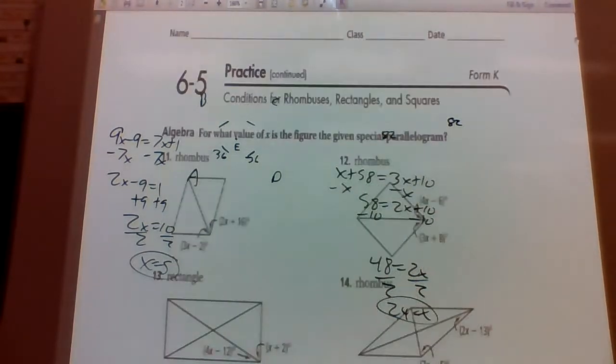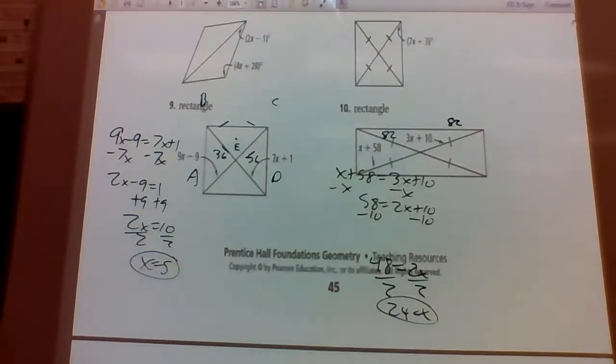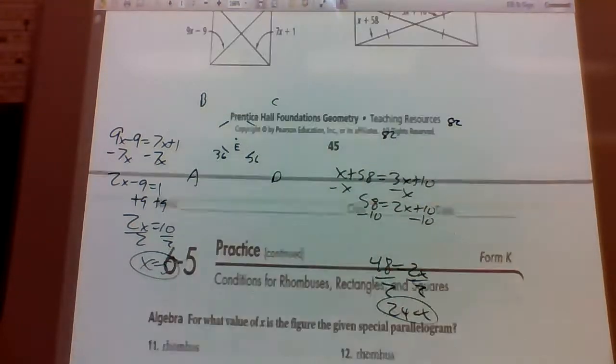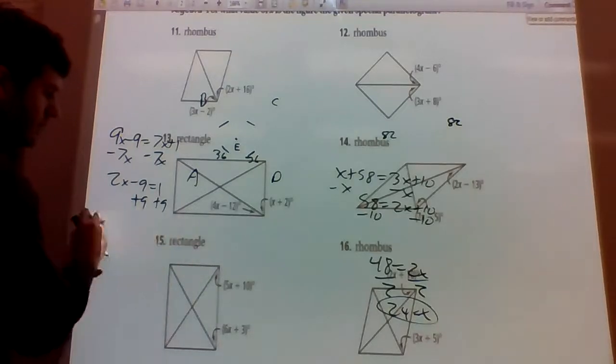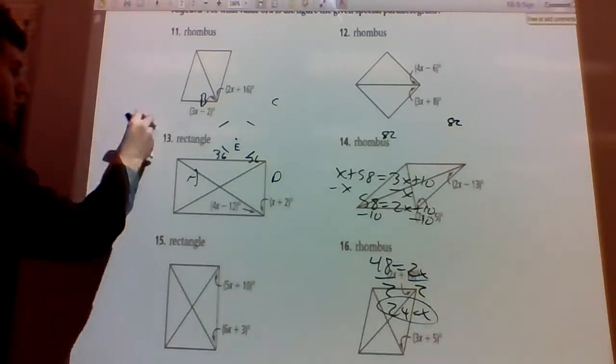So those were mostly rectangle problems, right? Oh no, there's rhombus and square in there. Okay, same thing for 11 through 16.